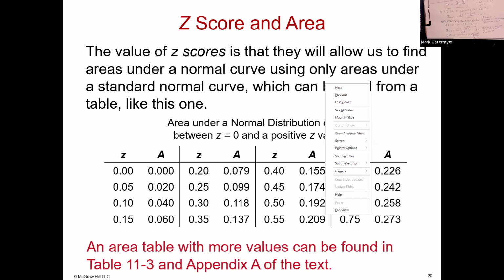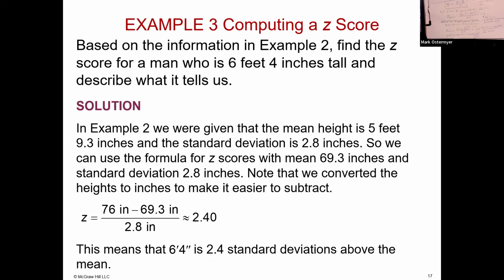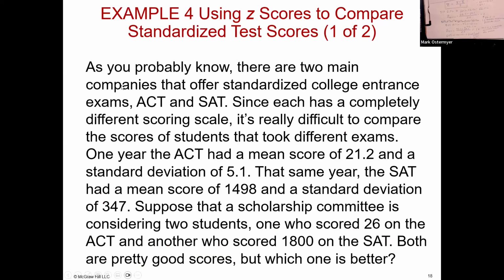Okay, now. This is another area where Z-scores come in very handy. As you probably know, there are two main companies that offer a standardized college entrance exam, the ACT and SAT. Usually you have to take those exams before you gain entrance into a university. Since each has a completely different scoring scale, it's really difficult to compare the scores of students that took the different exams. It's like comparing apples and oranges.